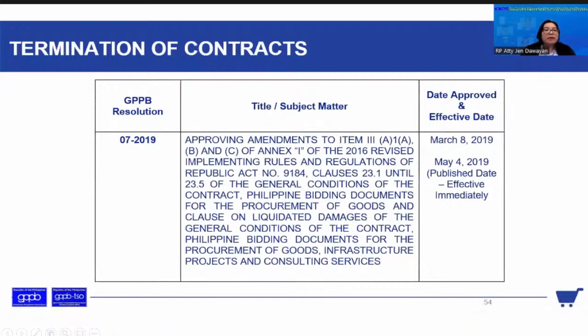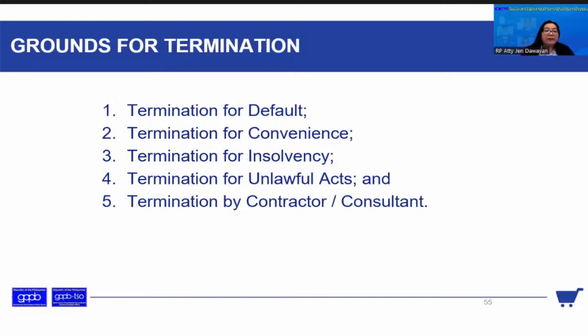So, ano naman po? So, the termination of contract is covered by GPPB Resolution 17-2019, no? And this has been made effective last May 9, May 4 of 2019. So ano po ba yung possible na grounds for termination of contracts? So, these are 5, no? By default, convenience, insolvency, unlawful acts, and termination by contractor or consultant. So we will discuss it one by one, no?